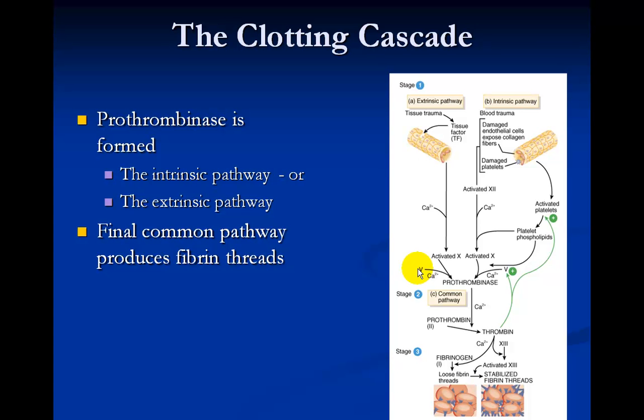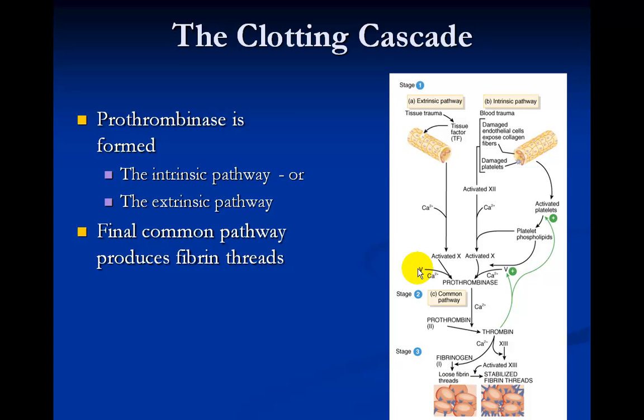So once we get to the stage where prothrombinase is made by either the extrinsic and or the intrinsic, then all the rest of the process is exactly the same. So let's take a look at the extrinsic pathway first. Some sort of tissue trauma, let's say a cut. Well, the minute that tissue is damaged, something called the tissue factor, TF, is released. Now, tissue factor is glycoproteins and glycolipids that are embedded into the cell membranes.